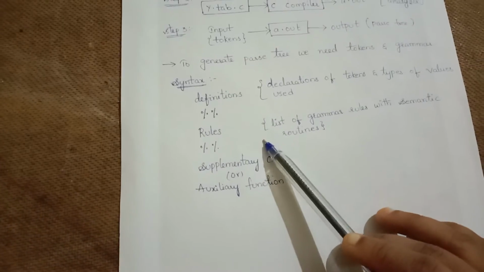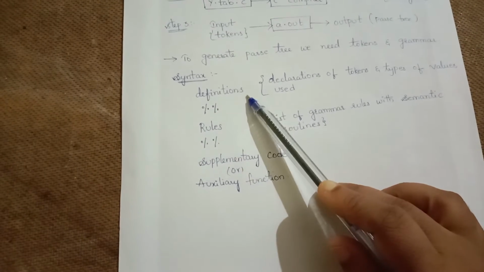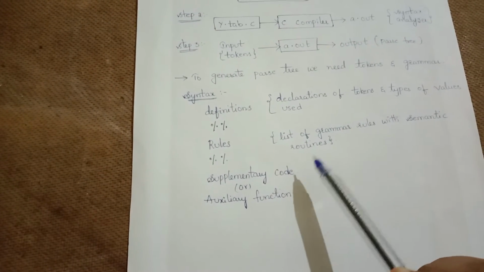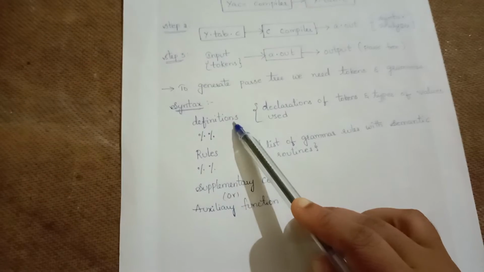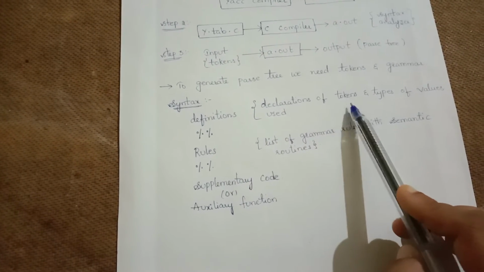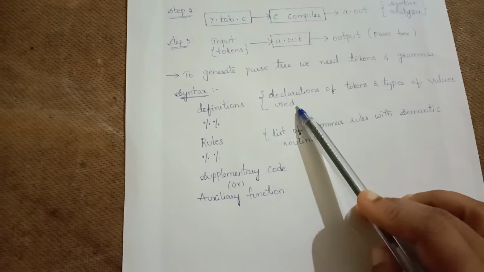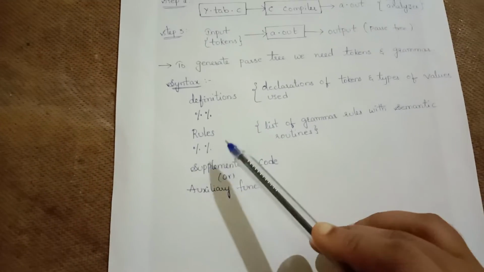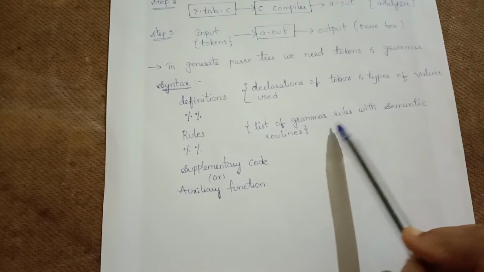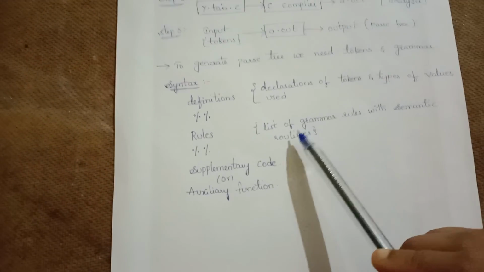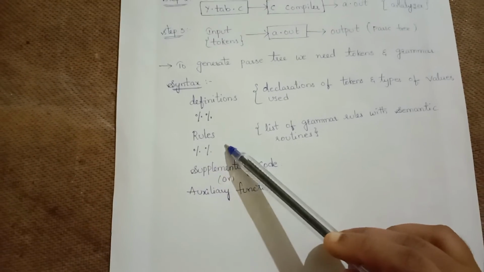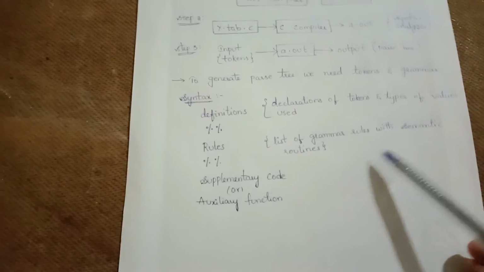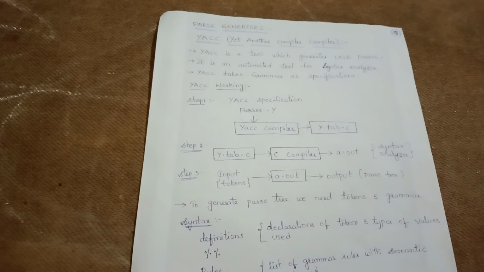And this is the syntax of YACC. We have three sections here, that is the definition section, the rules section, and the supplementary code or auxiliary functions. In the definition section we write the declaration of the tokens and types of values which we are using here, and then you need to write the double percent symbols, and then next comes the rules section. In the rules section you write the list of grammar rules with semantic routines, and then you place the double percent symbols. After that you need to write the supplementary code or auxiliary functions. This can be called the main function also, that we need to write here. So this is all about YACC.